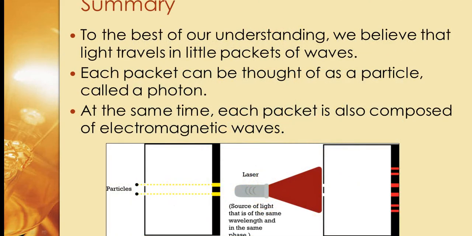So, the best of our understanding, we believe that light travels in little packets of waves. Each packet can be thought of as a particle called a photon. That's what that little thing is called, a photon. Just like a graviton, this kind of thing, a photon makes sense. At the same time, the packet is also composed of electromagnetic waves, according to James Clerk Maxwell.